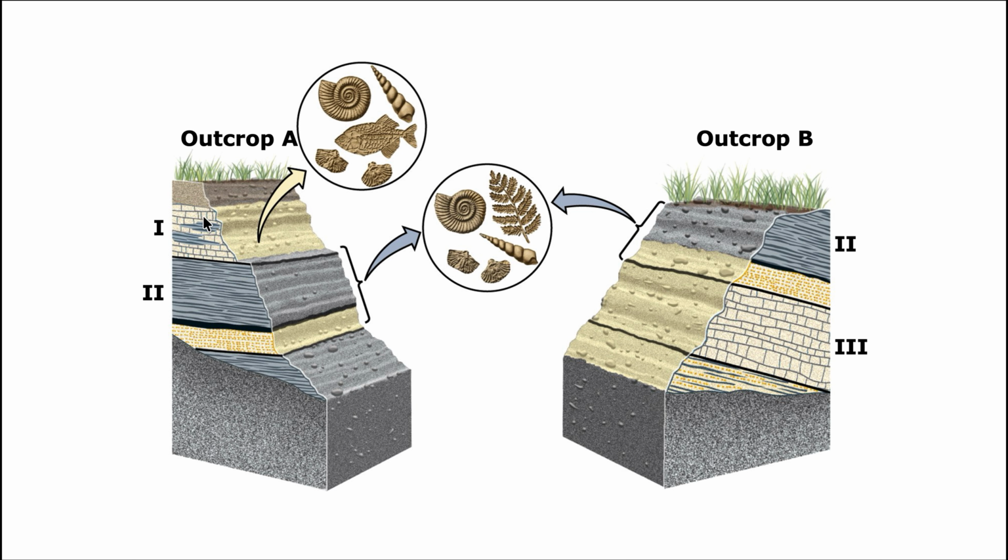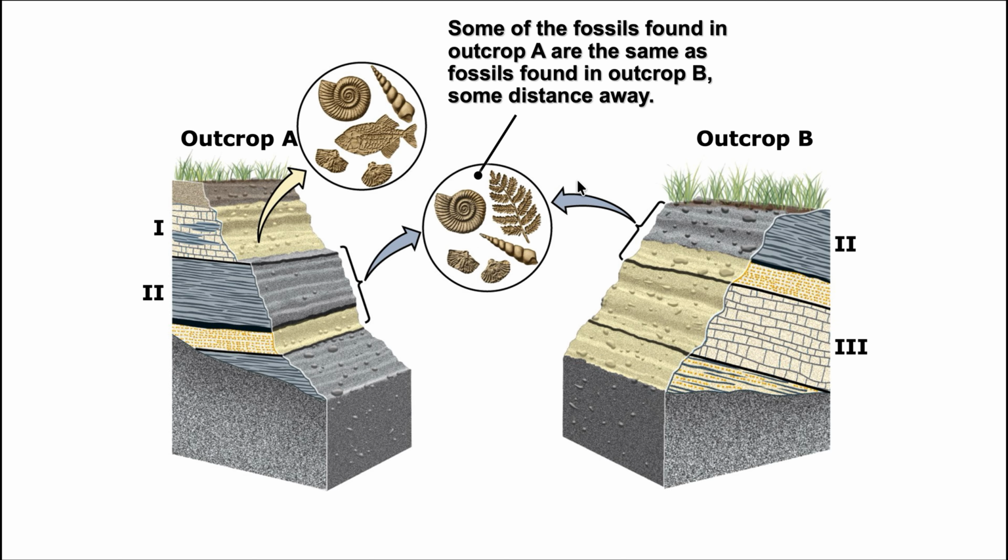So some of these fossils found in outcrop A are going to be the same as the fossils found in outcrop B that is some distance away. Whether it's 10 kilometers or 1,000 kilometers, this can still work. Therefore, layers with the same fossils are the same age.